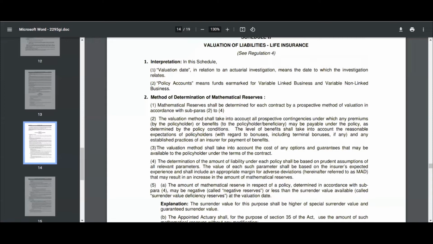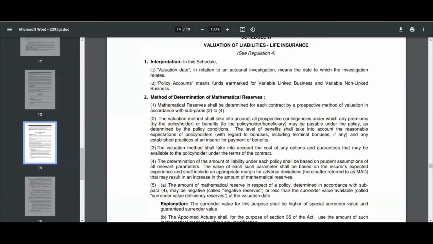What is the difference between guaranteed surrender value and the special surrender value? We will cover this in the non-participating product regulation, the non-linked product regulation, and the linked product regulation. There we will cover the difference between guaranteed surrender value and special surrender value. Now, coming back to this regulation, the surrender value would be the higher.